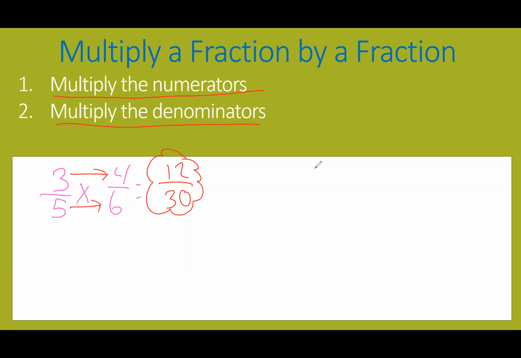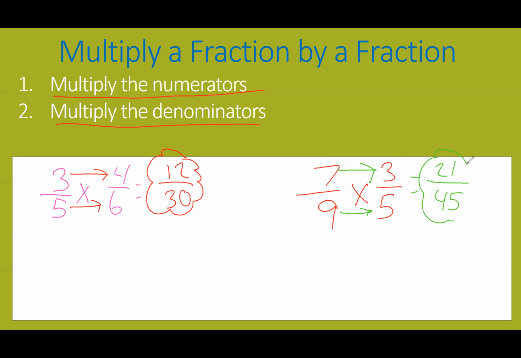Let's do another problem. How about 7/9 times 3/5. So again, we need to multiply numerator times numerator, and we get 21. And denominator times denominator, we get 45. So my answer is 21/45.